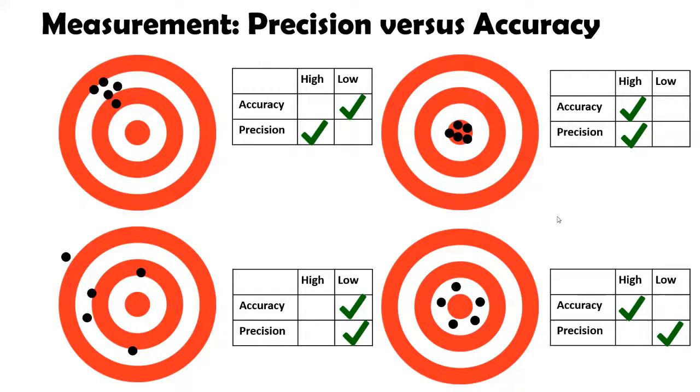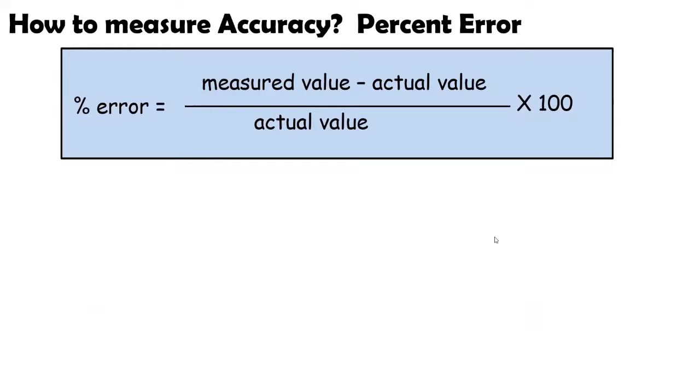All right, let's go to the last concept here, and that is how do we actually quantify or measure the accuracy of a measurement or a set of measurements. And the way we do that is by calculating the percent error. Okay, so the percent error formula is given here. Make sure you get this in your notes. It's the measured value minus the actual value, and then divide that by the actual value. Now we want to have our error in percentage, so we're going to multiply by 100. That will give us percentage in our final answer.